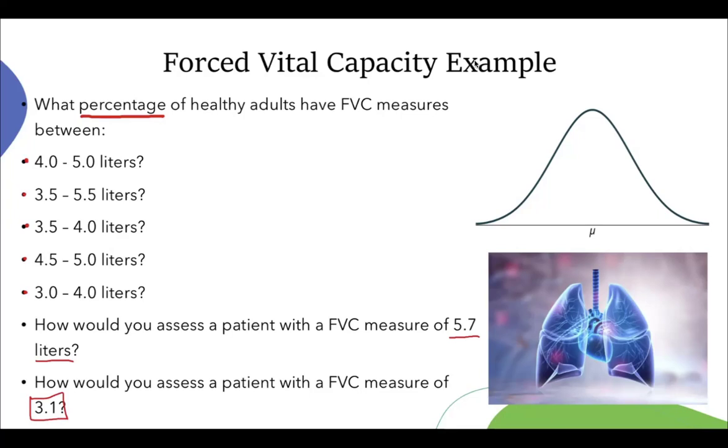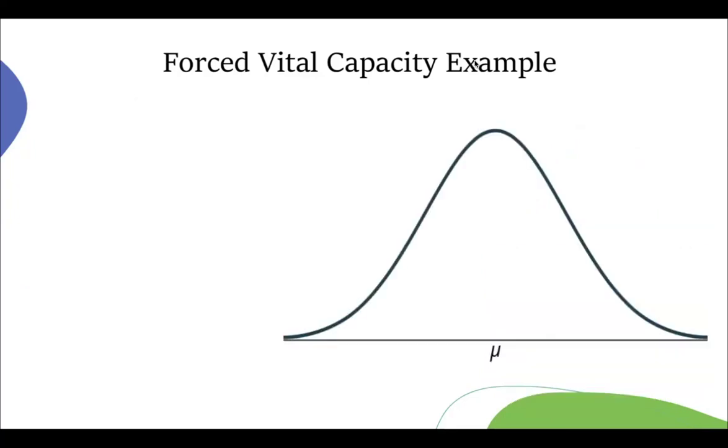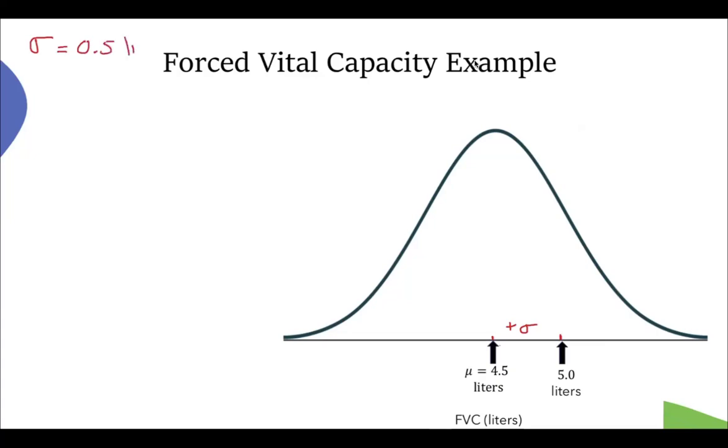So let's remember what was provided to us before we started looking at the question. We were given the mean and standard deviation, and that's the way we're going to be able to answer these questions. The mean is 4.5 liters and the standard deviation is 0.5. We can label one standard deviation above the mean by adding a standard deviation to the mean, and that's where we get the 5.0 from. So we add 0.5 to 4.5 to get 5.0. That is one standard deviation above the mean.